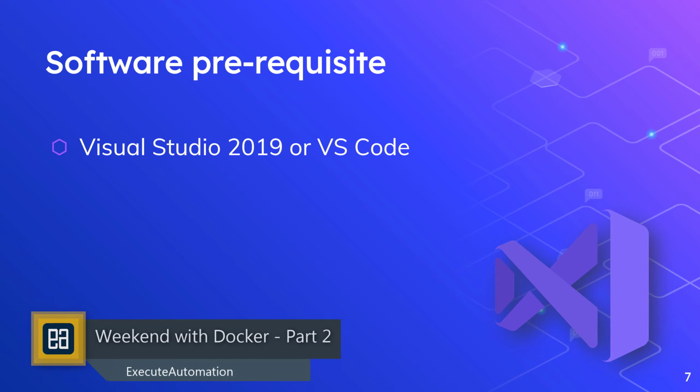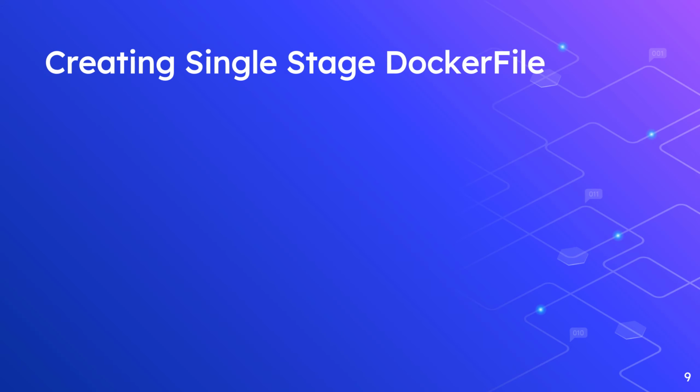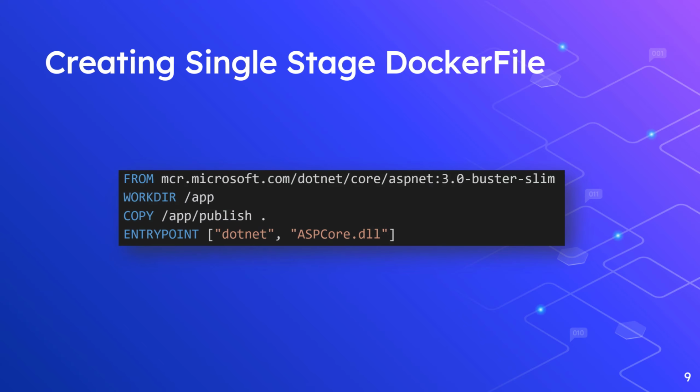Once you have installed these prerequisite software, we are then going to create a Docker image. In this demo, we will see how we can create a Dockerfile and use it for building, compiling and creating a Docker image. We can also see how to create a single stage Dockerfile, and some of the tooling options. So the single stage Dockerfile is going to look something like this.